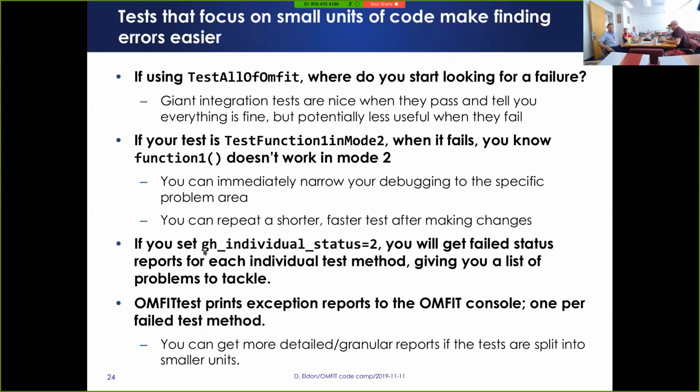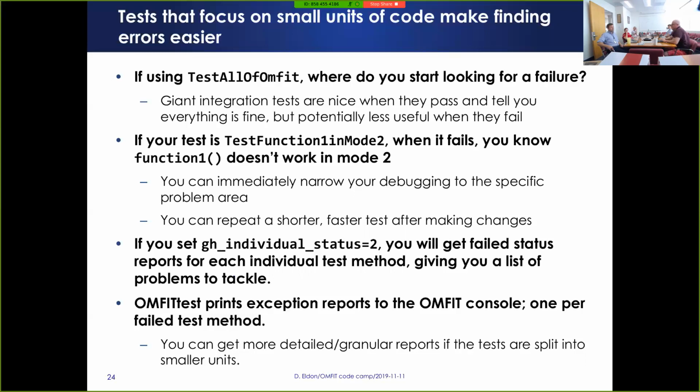Again, OMFITtest has this GH individual status equals true, which only posts status context for its test methods if they fail. So you'll hopefully get a short list of focused problems, and you can do surgical strikes against them to solve your issues. I don't think that's the default though, right? I don't remember what the default is.